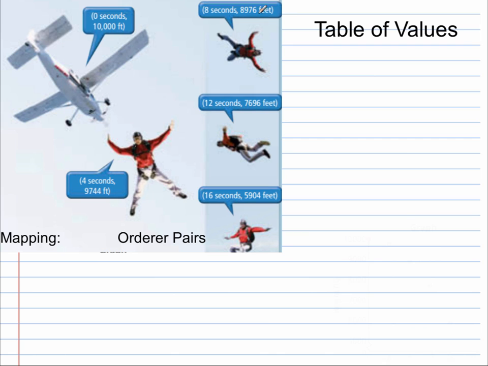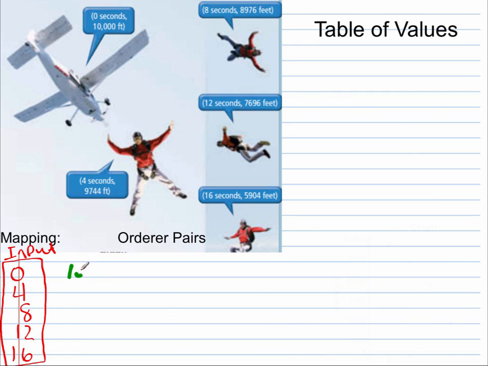At 8 seconds, he's at 8,976 feet. And on down to 16 seconds. So we have 1, 2, 3, 4, 5 data points. So for a mapping, we're going to do, what are our x values? Well, the first one is 0. The second one is 4. The third one is 8, 12, 16. So this is going to go into our box. So this is our input. And it's going to go to our output.